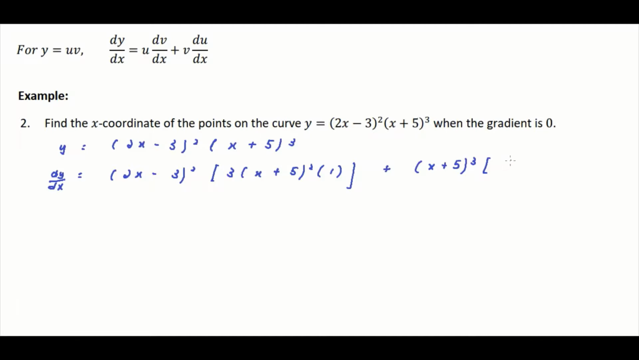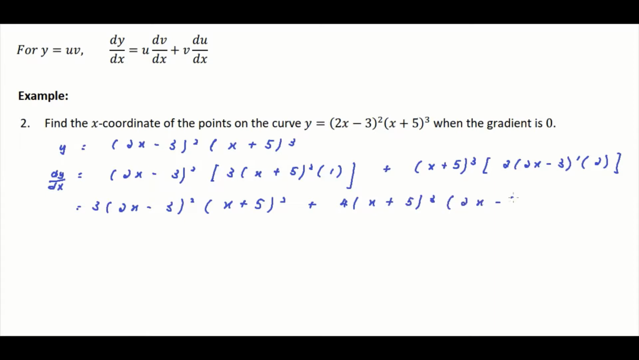So you have (2x minus 3) to the power of 2 minus 1, you get 1. Then after that, multiply with 2. Okay, so you can just expand them, simplify it. So you get 3, which you can always write here, then (x plus 5) squared. Okay, plus 2, then you have (4x plus 5) cubed, then (2x minus 3).